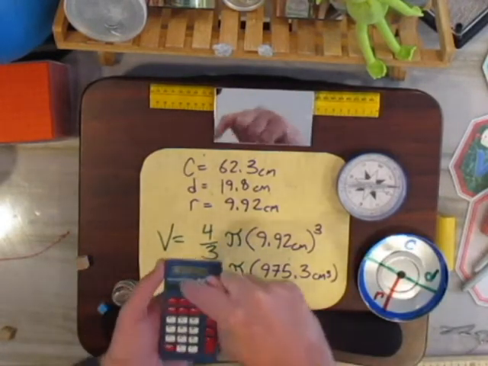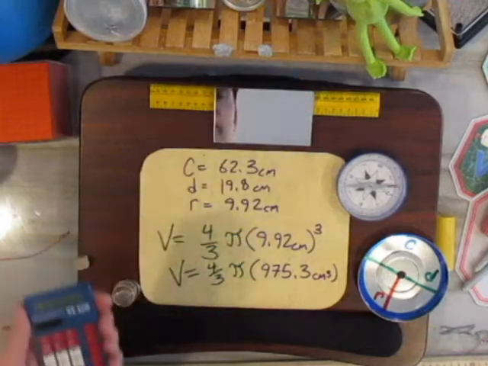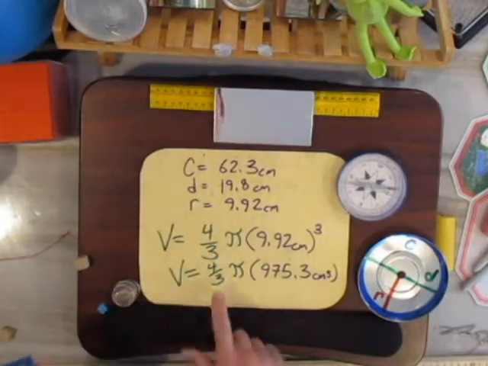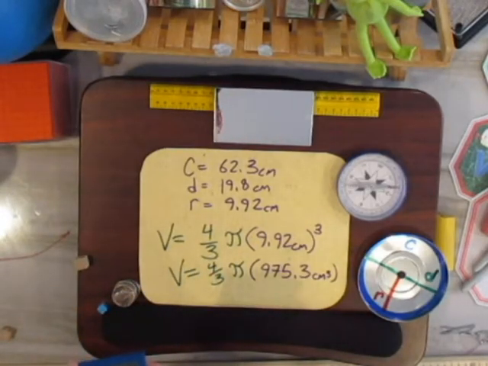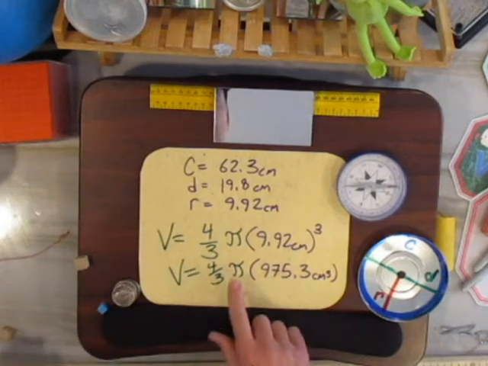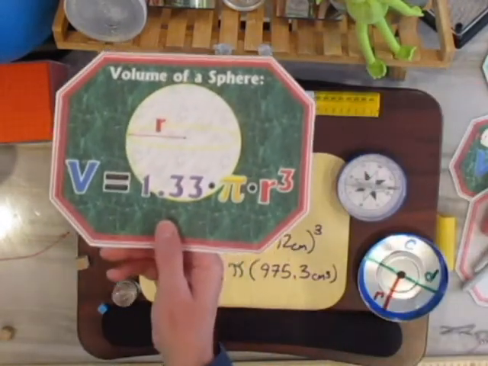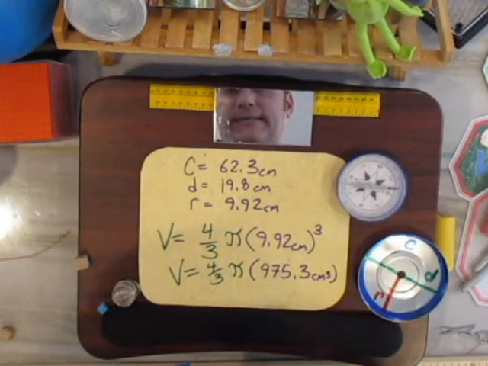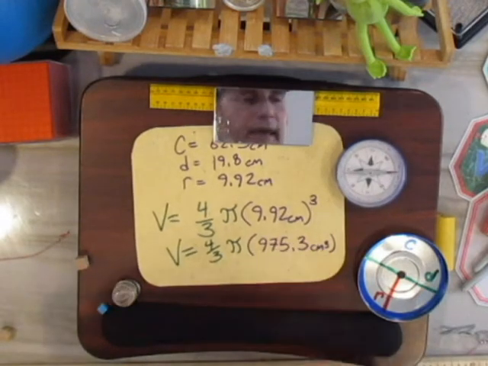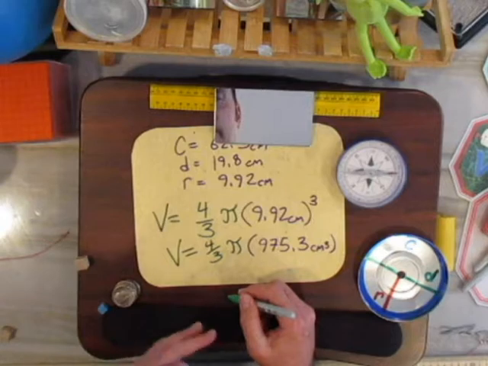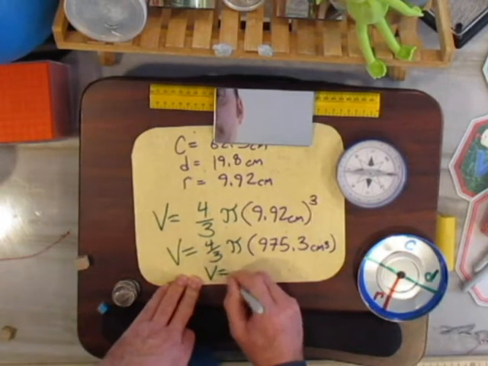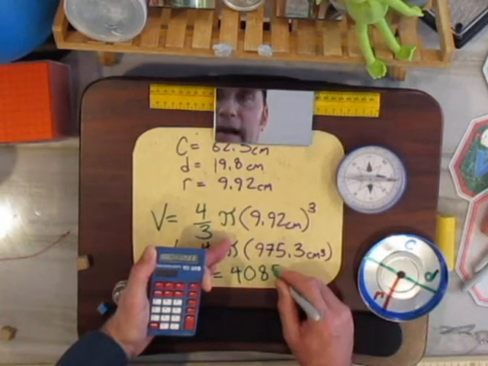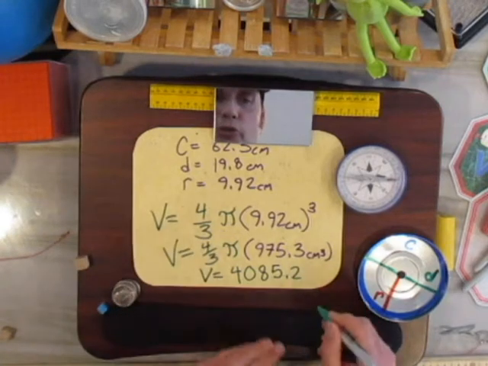So we've got this number on the calculator. See? 975.3 times 3.1415926 times 4 equals, divided by 3. Don't forget that. Or you could just use, instead of that, the 1.33, which is pretty close to 4 divided by 3. And I get, did I hit equals? Yes. I get my volume. My volume is equal to 4085.2. And then what are my units?